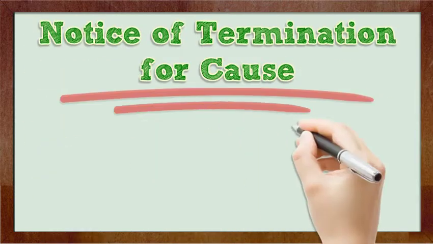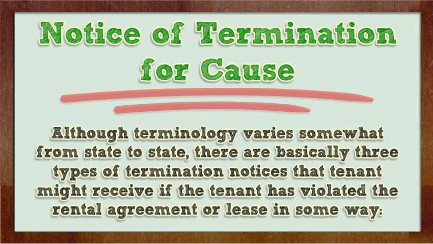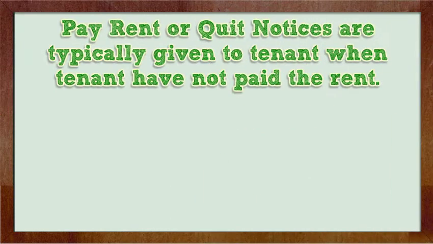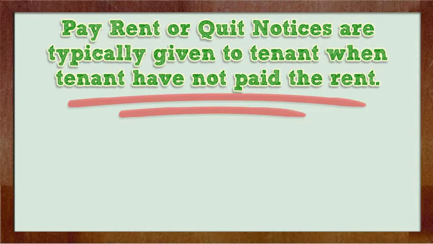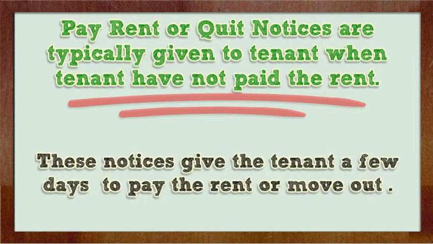Notice of termination for cause. Although terminology varies somewhat from state to state, there are basically three types of termination notices that a tenant might receive if the tenant has violated the rental agreement or lease in some way. Pay rent or quit notices are typically given to a tenant when the tenant has not paid the rent. These notices give the tenant a few days to pay the rent or move out.